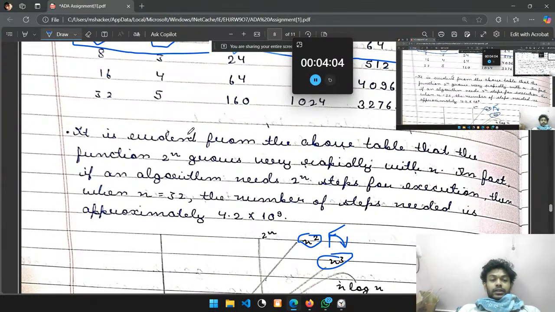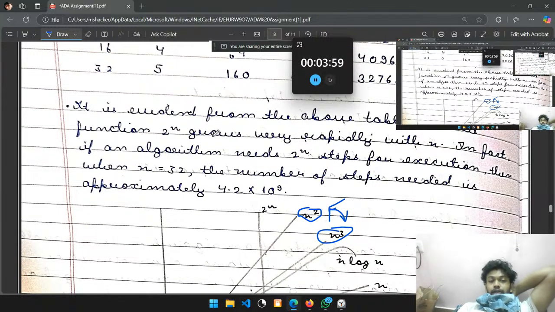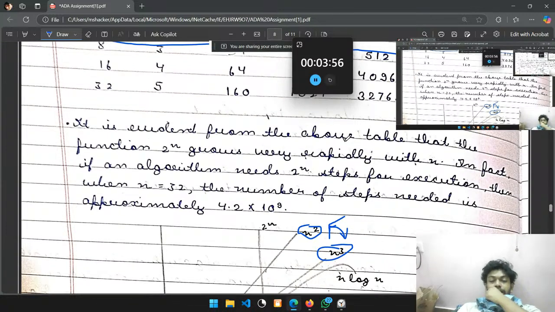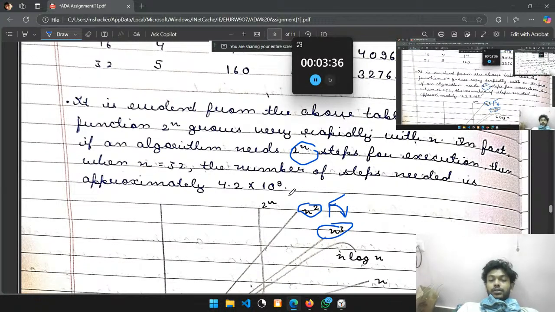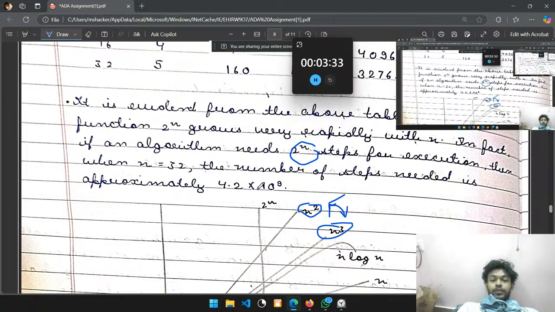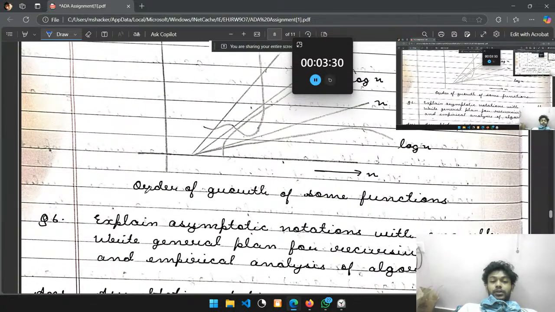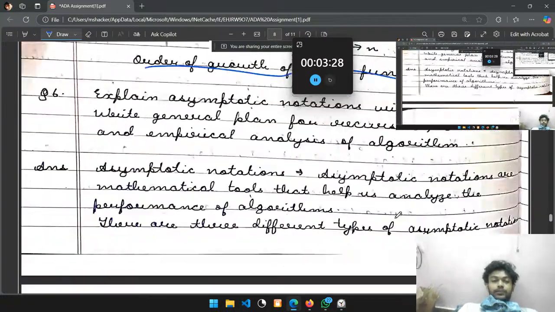Okay, it is an evolved form of the above table. The function 2 to the n grows very rapidly with n. In fact, if an algorithm needs to do 2 to the n steps for execution, then when n is equal to 32, the number of steps needed is approximately 4.2 times 10 to the 9. That is the order of growth for some functions.